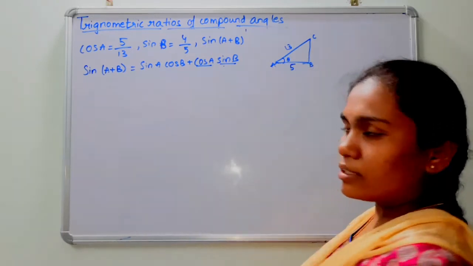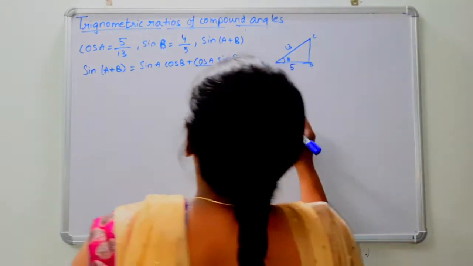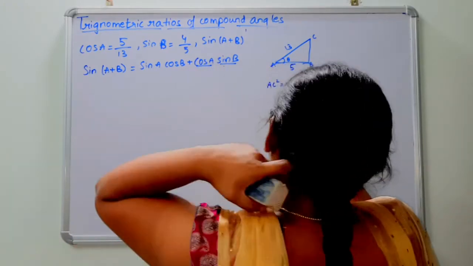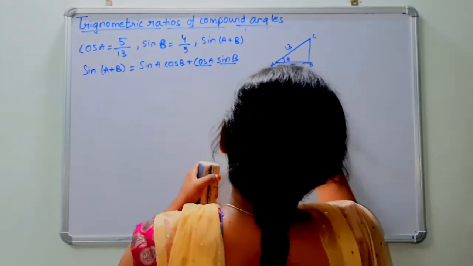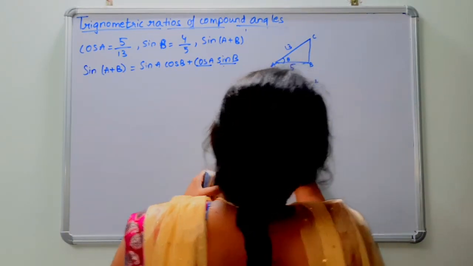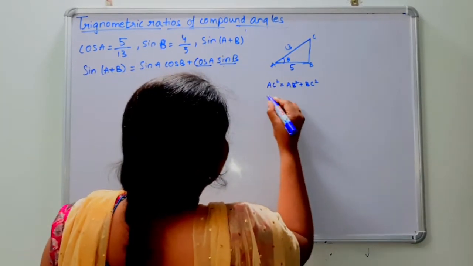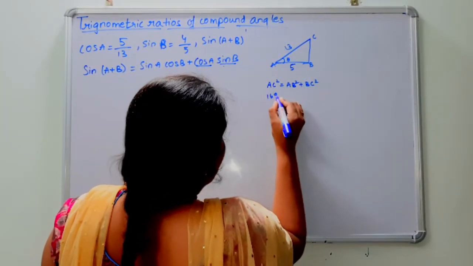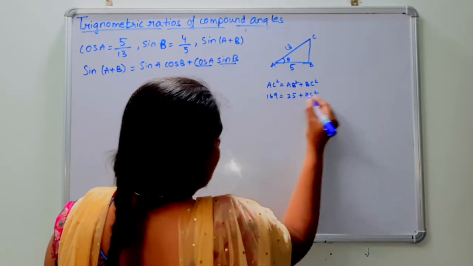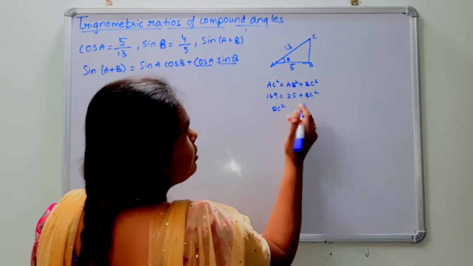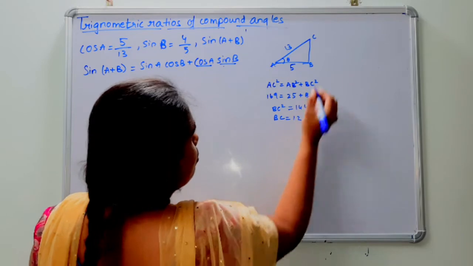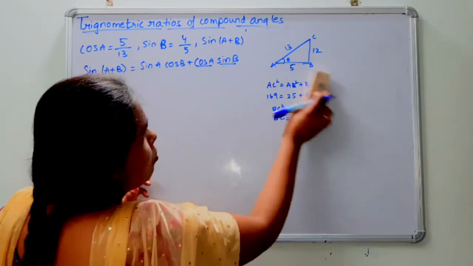So you know what is meant by hypotenuse. Formula: AC square is equal to AB square plus BC square. AC square is 169 and AB square is 25, plus BC square. BC square is equal to 169 minus 25, which is 144. BC is equal to 12.